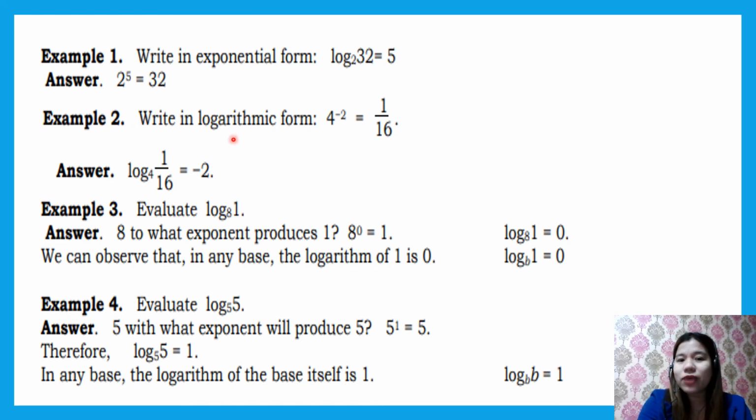Okay? Next, write in logarithmic form. 4 raised to negative 2 is equals to 1 over 16. Ang base natin is 4. Ito yung magiging subscript. So, logarithm of pinakasagot, 1 over 16 with a base of 4 is equals to negative 2. Basta laging nandito, after na equal sign, yung exponent para hindi kayo nalilito. Yung base pa rin siya, magiging subscript lang.